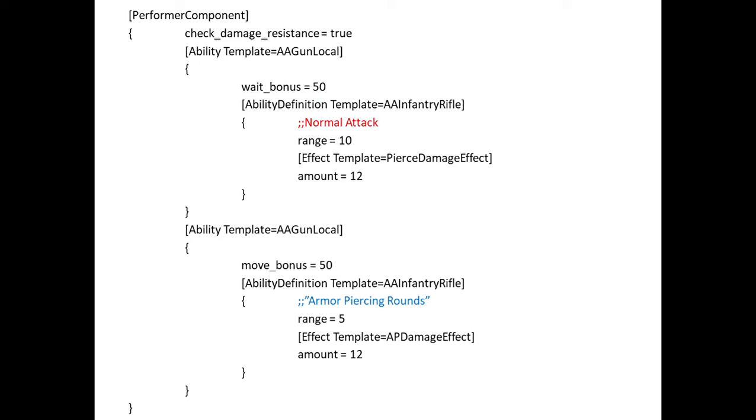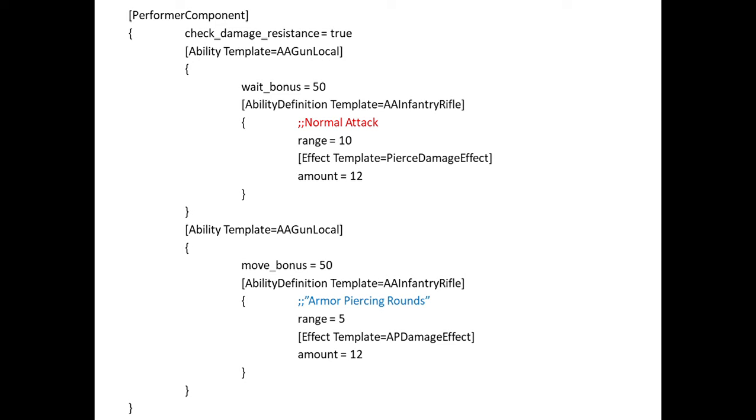Here we have another variant, and this will be the last one, just to go over again the ramifications of the check damage resistance flag being set to true. Here we have, again, a reduced range armor piercing attack and the normal infantry rifle attack at the range of 10. But the normal attack now has the weight bonus of 50 displayed here for demonstration purposes.